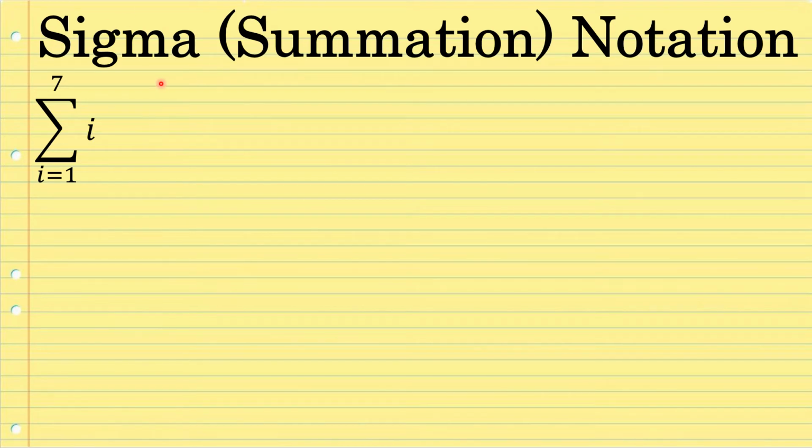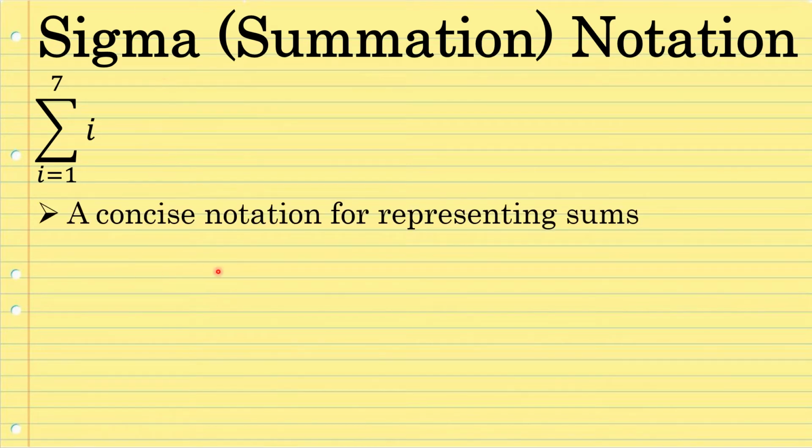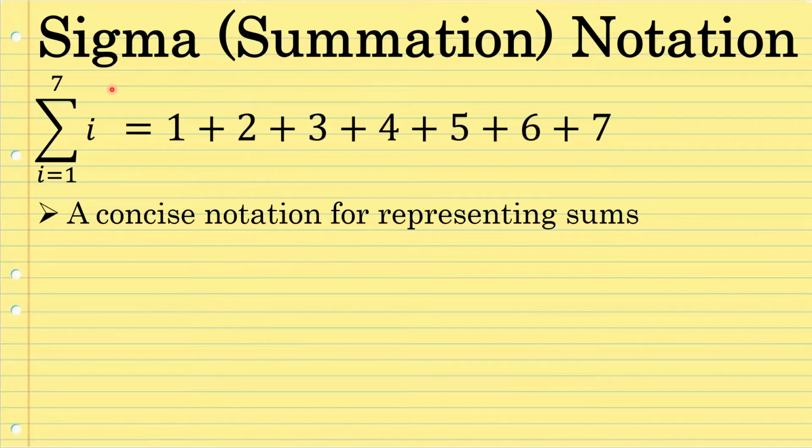Sigma, or summation notation, is a concise notation for representing sums. On the screen, you can see an example of a sum written in sigma notation. Read aloud, this says the sum of i, as i goes from 1 to 7, and it represents the sum 1 plus 2 plus 3 plus 4 plus 5 plus 6 plus 7.